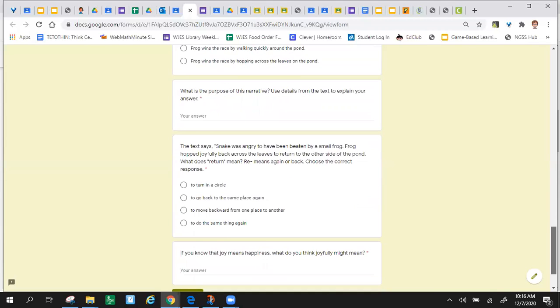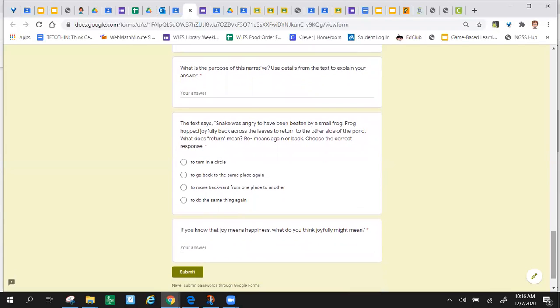And the last two questions here say, the text says Snake was angry to have been beaten by a small frog. Frog hopped joyfully back across the leaves to return to the other side of the pond. What does return mean? Re means again or back. Choose the correct response. Does it mean to turn in a circle, to go back to the same place again, to move backward from one place to another, or to do the same thing again?